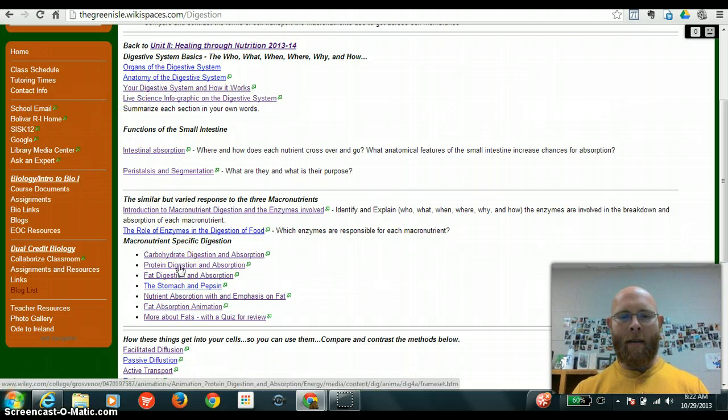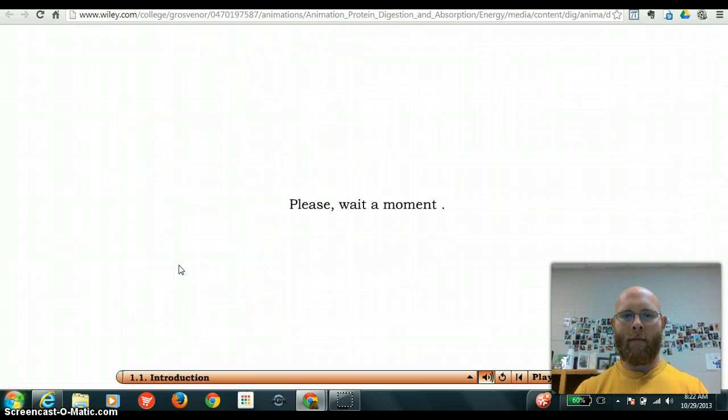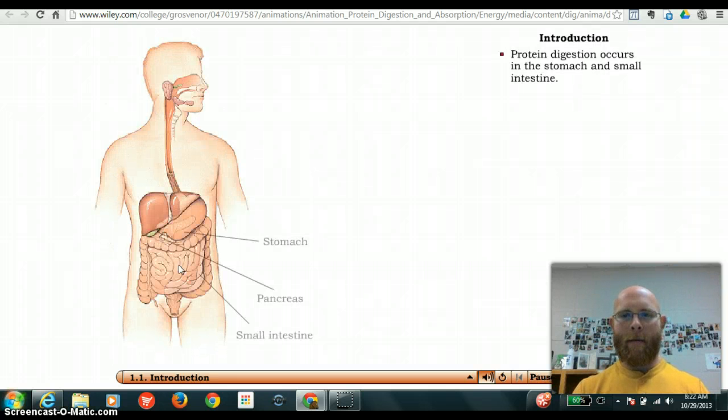This is an animation from a website, similar to the carbohydrate and fat digestion animations. I've got several of them, but we're going to take a look at this one first. It's got to load though. Protein digestion takes place in the stomach and small intestine.